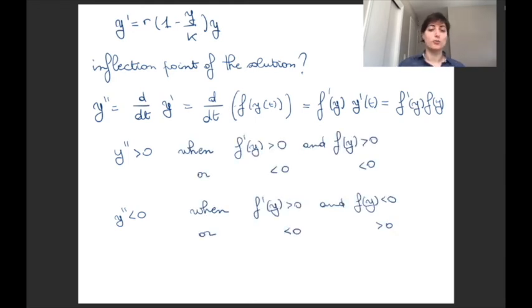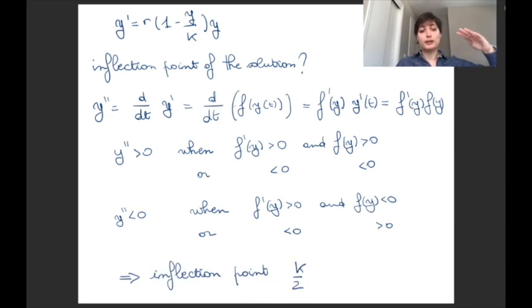When is y second positive? It's either when f prime is positive and f is positive, or when both of them are negative. While y second is negative when the two elements have different signs. So either f prime is positive and f is negative, or the other way around. The inflection point is where f prime times f is equal to 0. And that happens at k divided by 2.